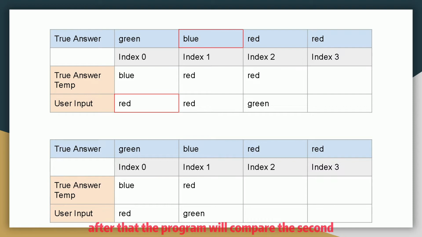After that, the program will compare the second color of the true answer, blue, with the user's second input, red. The red is now at index 0 because the first color had been popped. The colors are not the same, so the true answer and the user input at index 0 will both remain. The program will continue to check the colors at the third and fourth positions. Eventually, only 2 colors will remain in the true answer list and the user input list. In this case, there are 2 correct colors in the correct place.